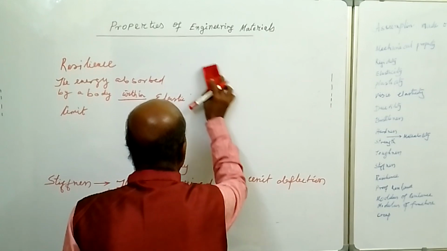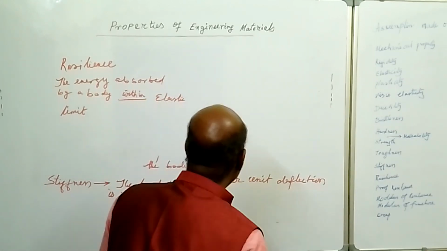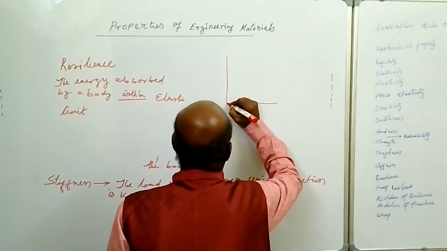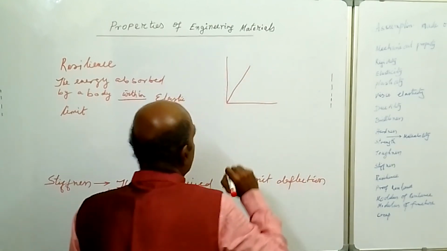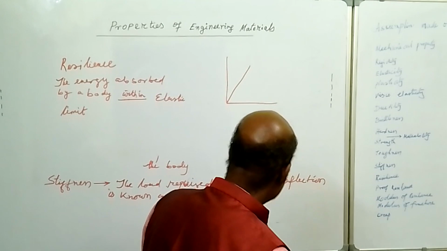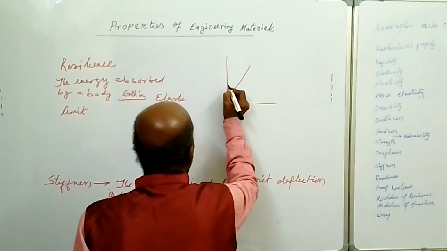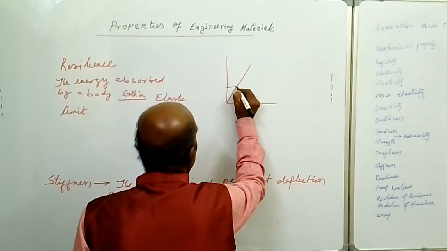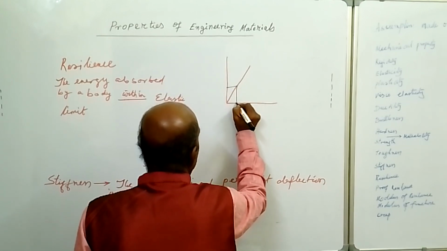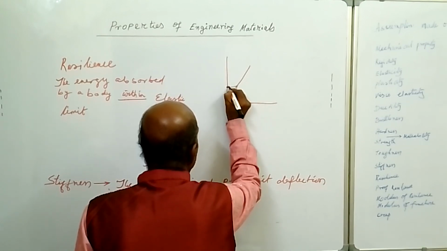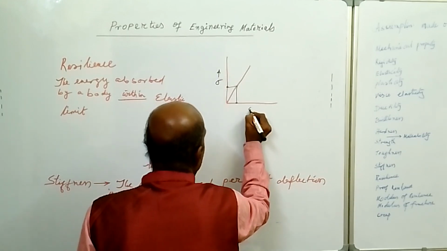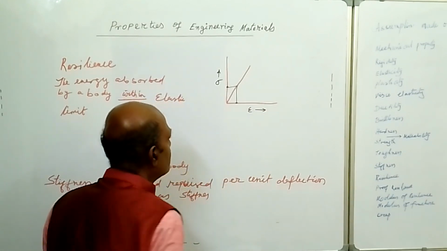Now if we see the stress strain diagram, say this is the stress strain diagram of a body, within elastic limit the curve will be a straight line. If the body is loaded up to this point, this will be the strain developed in the body. So this is the strain developed and this is the stress. This side indicates the stress, sigma.